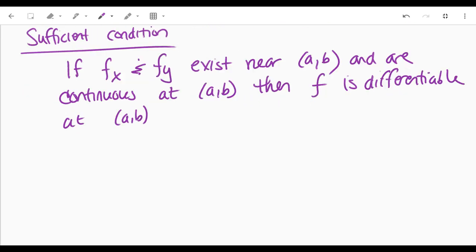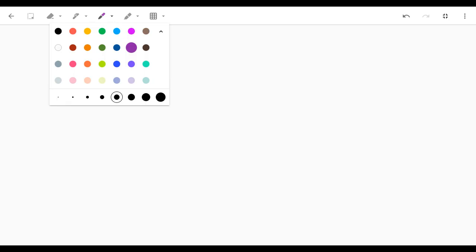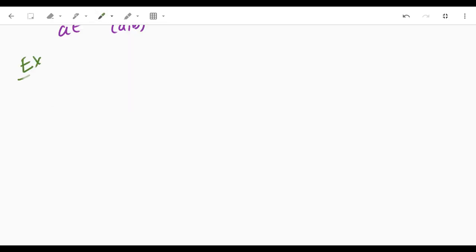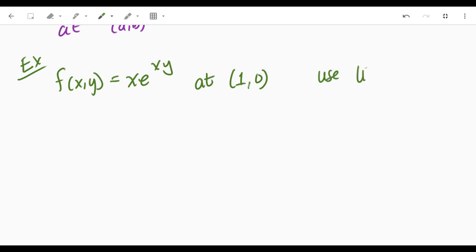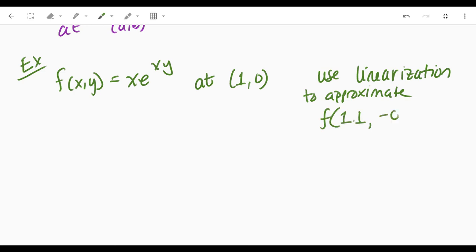Okay, so again, a lot of talk there, but what we're really getting at here is an example. If we had f of x, y equals x e to the xy, and we want to know if that tangent plane at (1, 0) would be a good approximator. In other words, they want you to use linearization, your tangent plane approximation, to approximate f of 1.1, negative 0.1. Okay, so we're pretty close to (1, 0).